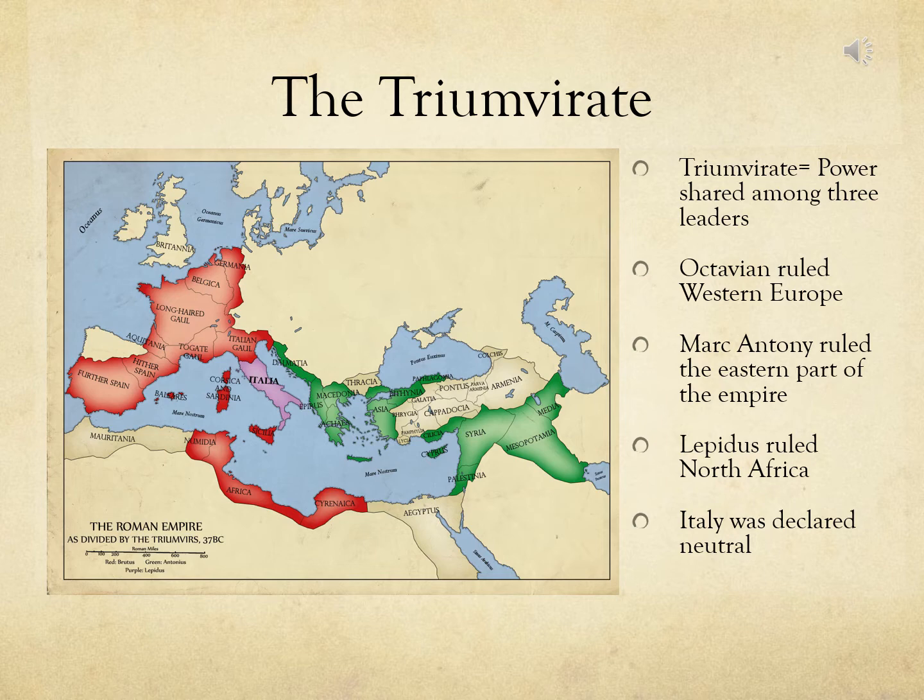However, this situation did not last long. Soon, Mark Antony and Octavian were at war with each other because they wanted to be the sole ruler of the empire.